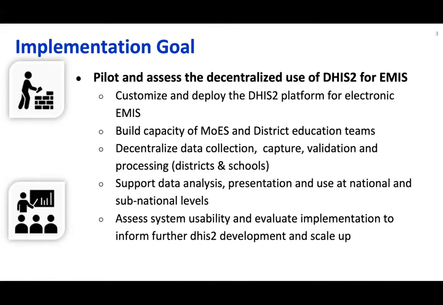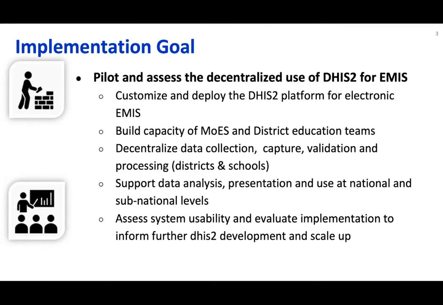customization and deployment of the DHIS2 platform as an electronic EMIS at the district level, building the capacity of the Ministry of Education and Sports, plus the districts, with particular focus on the district education teams, to be able to manage the processes around data collection and processing. All in all, to decentralize collection, capturing, validation, and processing at the districts, but also look at whether schools are able to capture the data and analyze it at the school level.